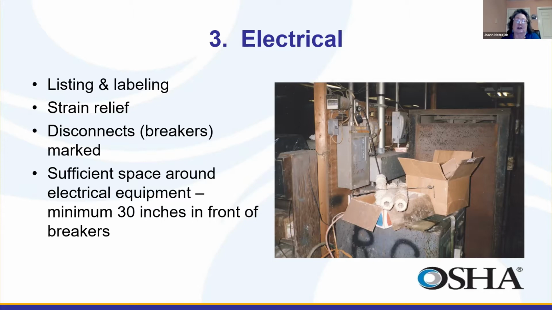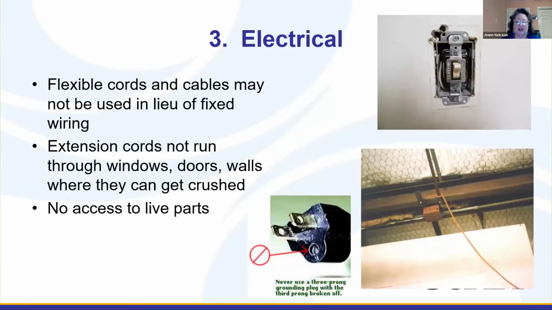Also, sufficient space around electrical equipment. The minimum is 30 inches in front of the equipment. As you can see in the picture there, they decided to stack a bunch of junk in front of the breaker box. So that's a violation. Here's some other pictures of some other problems.